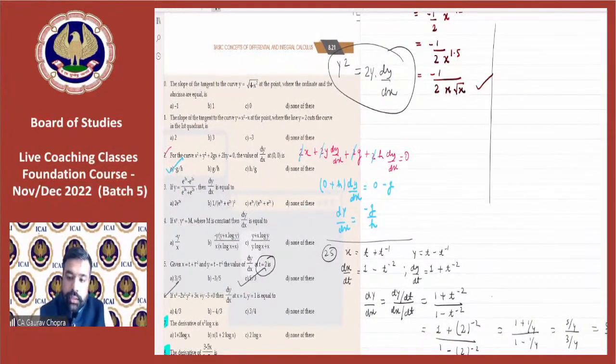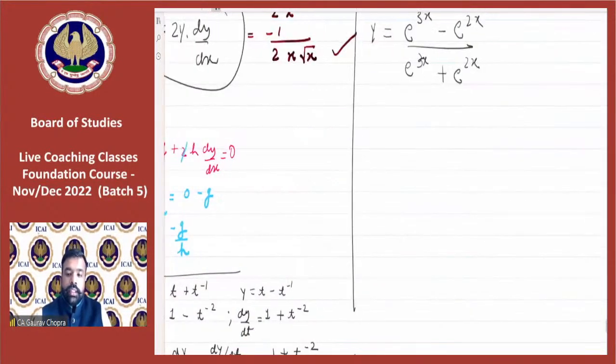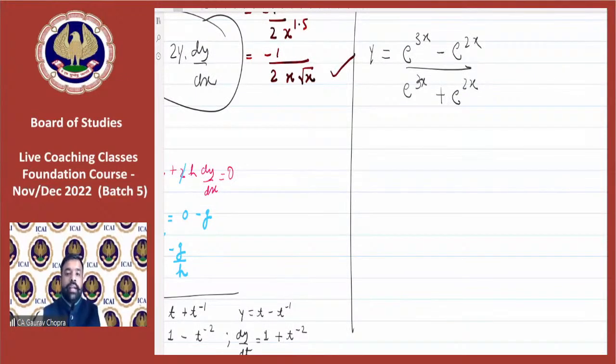So 23 says y is equal to e to the power of 3x minus e to the power of 2x, divided by e to the power of 3x plus e to the power of 2x. This is the given question, and we have to find dy by dx. So let us begin. For y, we can write dy by dx. Now, since there are two functions, one in the numerator and the second in the denominator, we have to apply the quotient rule.